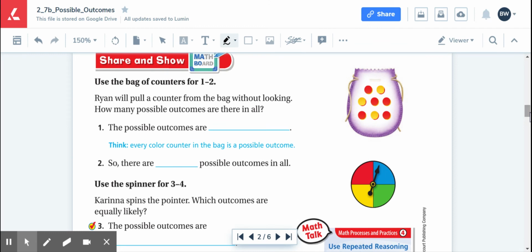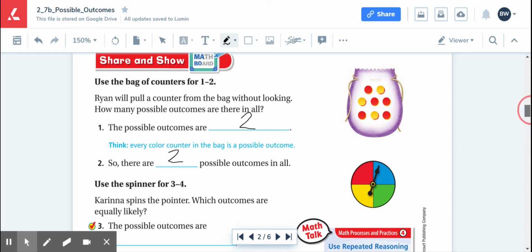If we look at this bag of counters, it says Ryan will pull a counter from the bag without looking. How many possible outcomes are there in all? The possible outcomes are, well, there's only 2 outcomes because you can either get red or yellow. So there are 2 possible outcomes in all. Think, every color counter in the bag is a possible outcome, okay?